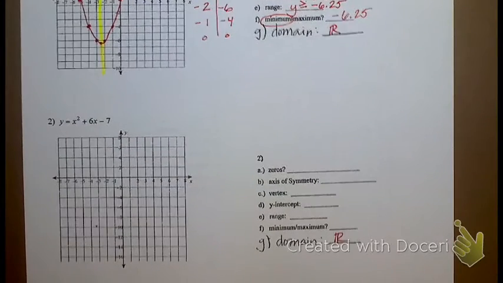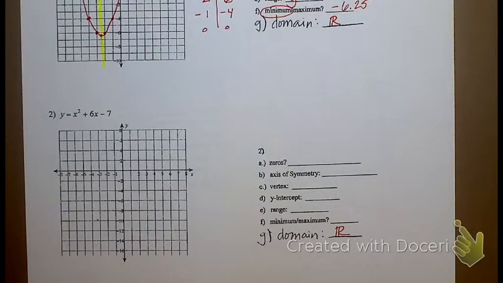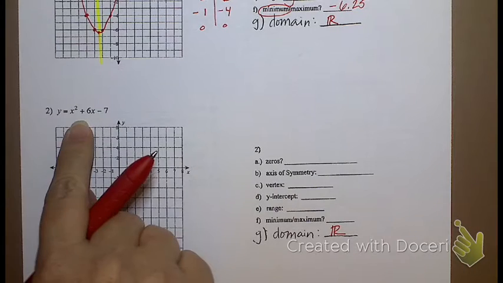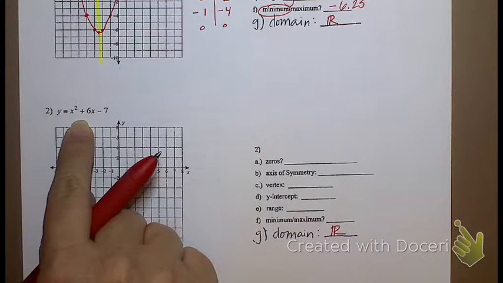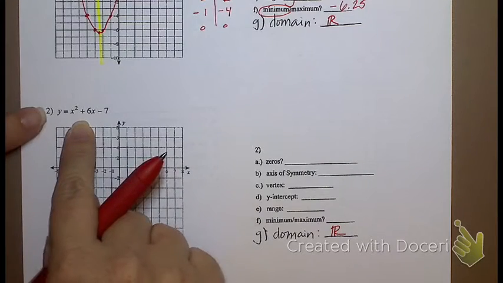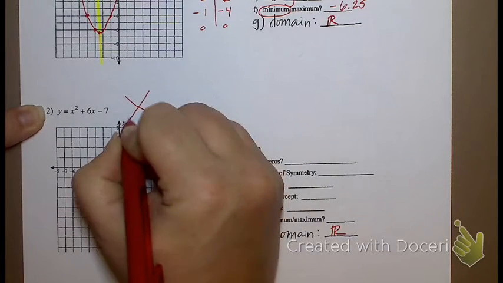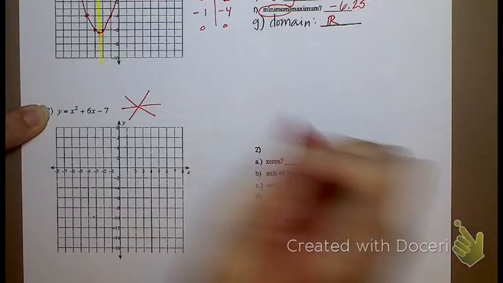Let's look at number 2. Is this in intercept form? Yes or no? No, it is not in intercept form. What form is it in? Standard form. So how do I put it in intercept form? Snowflake.